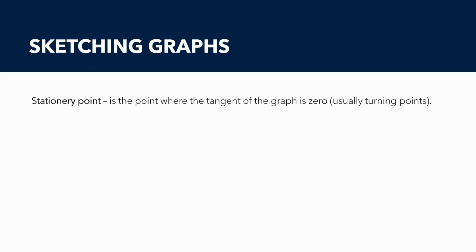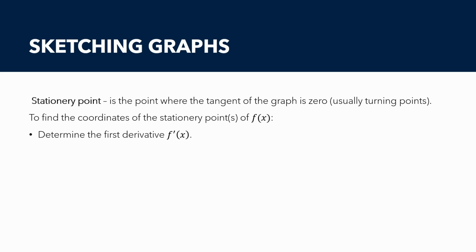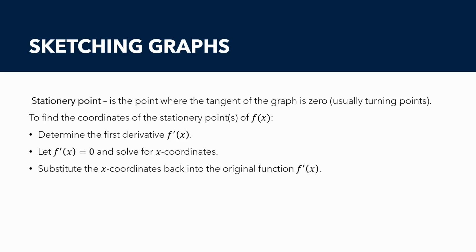This is under the subsection sketching graphs. Now, what is a stationary point? A stationary point is a point where the gradient of the tangent of the graph is 0. Usually these are your turning points, also called local minimum or local maximum. To find the coordinates of the stationary points of f of x, we need to follow these steps. First, determine the first derivative, which is f prime of x, let f prime of x equal 0 and solve for the x coordinates. Next, substitute the x coordinates back into the original function f of x.